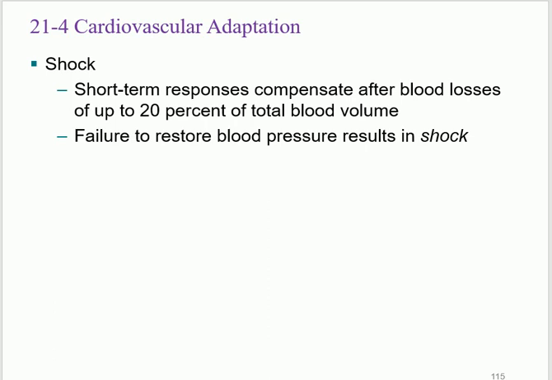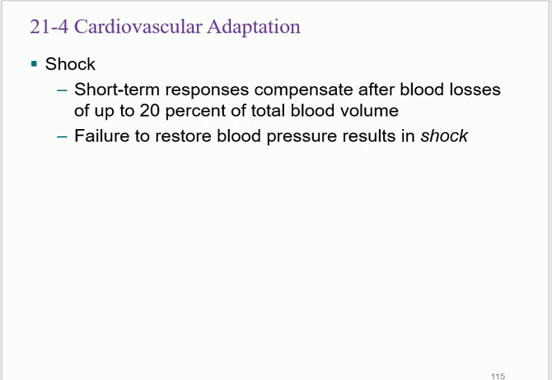This is shock. So if you lost more than that, up to 20%, like if this is an accident, you lost half a liter, you can work around, you can compensate. Up to a liter. More than that, shock. They have to do something for you immediately. So this is a definition of shock that I want you to remember, and I want you to remember the 20%. Beyond the 20% is shock.